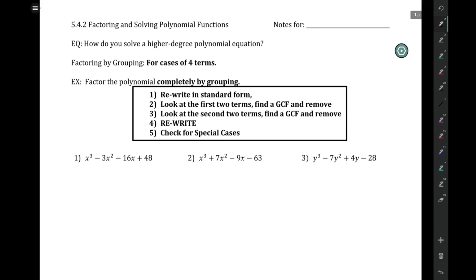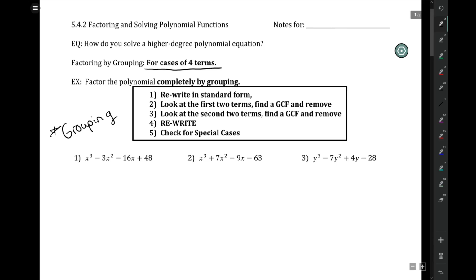Hello guys, here are the part 2 notes for 5-4, factoring and solving, and this time through we're going to be learning a brand new way to factor, and it is known as factoring by grouping. Okay, so these problems are a little bit different. In the past we were factoring things with 3 terms, now we have 4 terms. So that is when you need to use this scenario here.